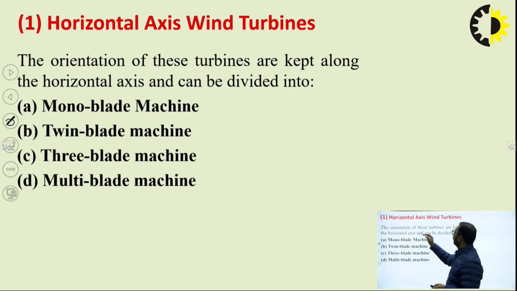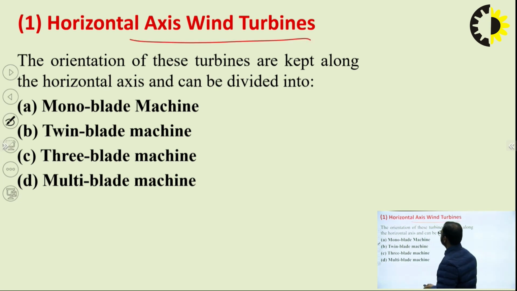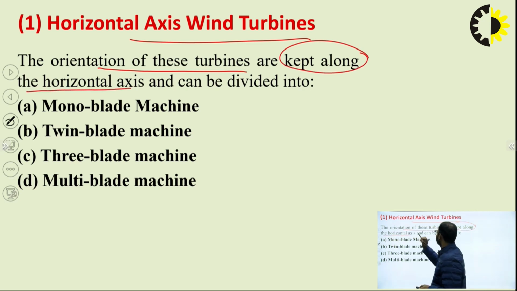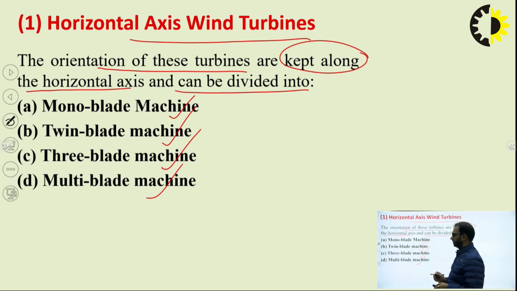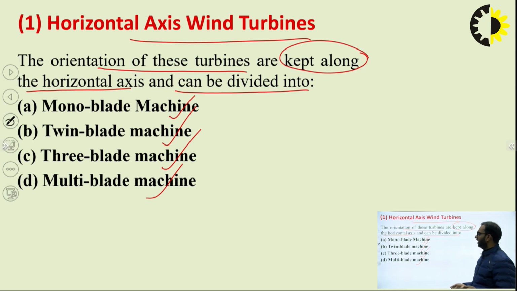First one is, what is horizontal axis wind turbine. The orientation of these turbines is kept along the horizontal axis and they can be divided into monoblade machine, twin blade machine, three blade machine, and multi blade machines. So, we can say that horizontal axis wind turbine is classified into these four categories: monoblade, twin blade, three blade, and multi blade.